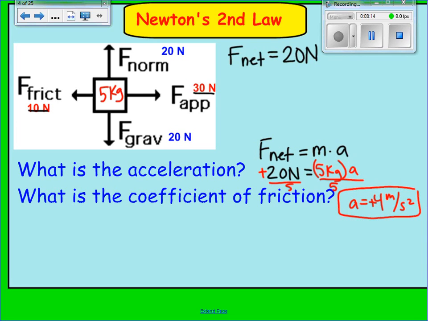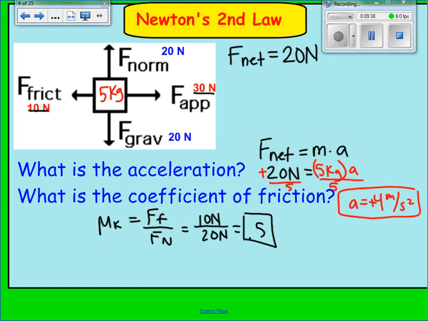Now the second question is asking what is the coefficient of friction? This one should be review. Since we're dealing with an object that is accelerating, meaning it's moving, we're going to be dealing with the kinetic coefficient of friction. And that's equal to force of friction over normal force. My force of friction I know is 10 newtons. My normal force is 20 newtons. And so my coefficient of friction would be 0.5. Remember, mu is a unitless number. Let's do one more together.